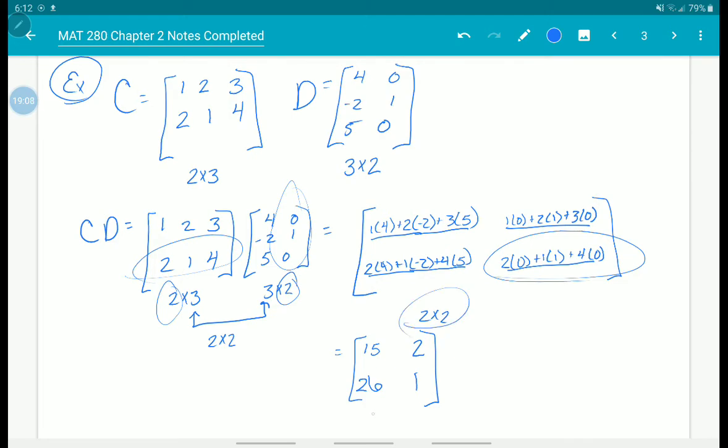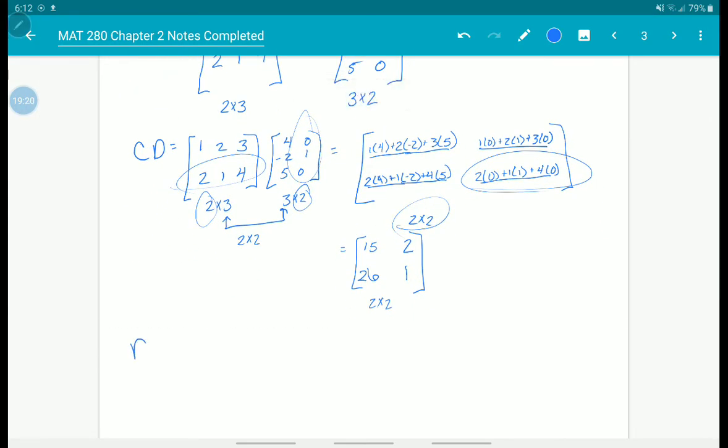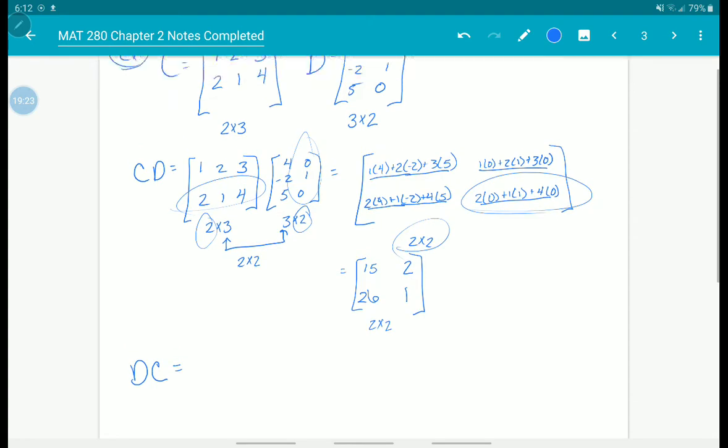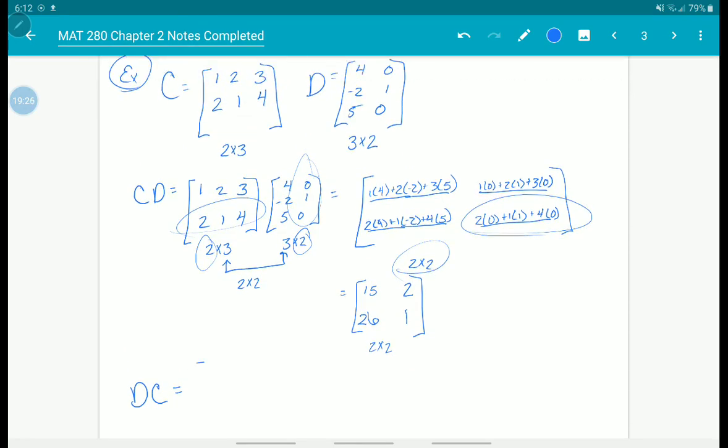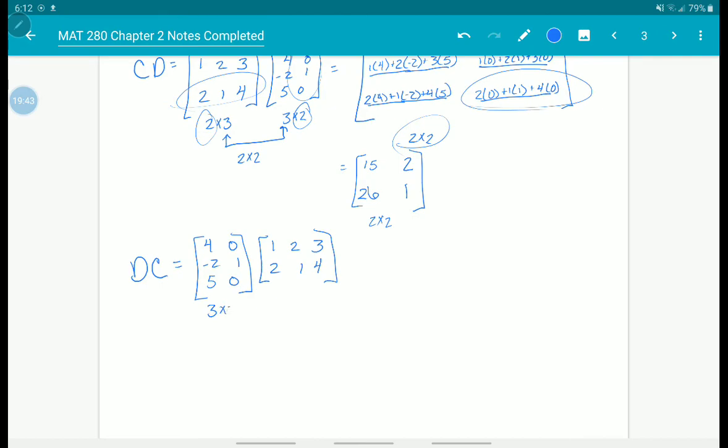So there's our product. Notice this guy's a 2 by 2. Now, if we were to change the order here, suppose we wanted D times C now. Well, let's write out what that would look like. So matrix D is 4, 0, negative 2, 1, 5, 0, and matrix C is 1, 2, 3, 2, 1, 4. When we did CD, we got a 2 by 2. But if we look at this one, the matrix multiplication is defined in this case, and we end up with a 3 by 3.